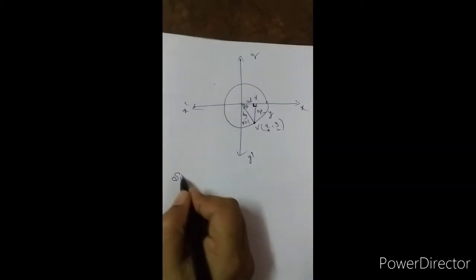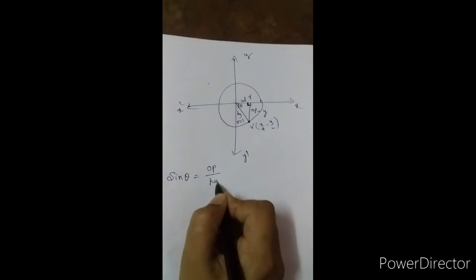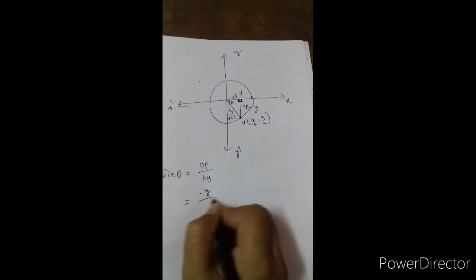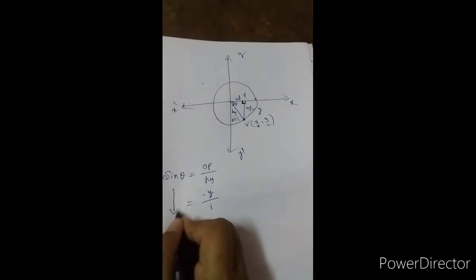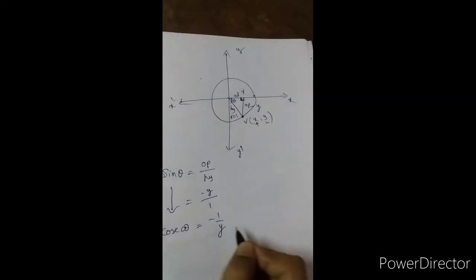Same, sin theta is equal to opposite side by hypotenuse. What is the opposite side here? Minus y by hypotenuse, which is 1. Its reciprocal will be cosec. Cosec theta is minus 1 by y.